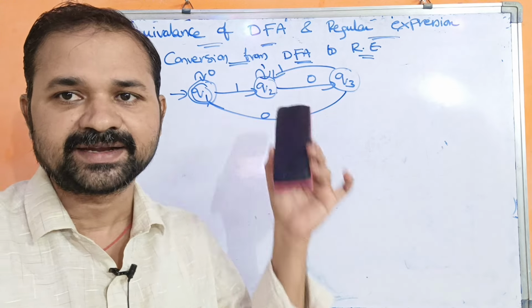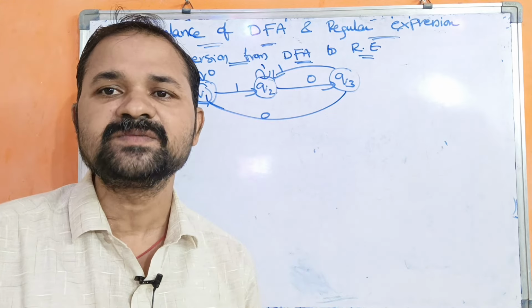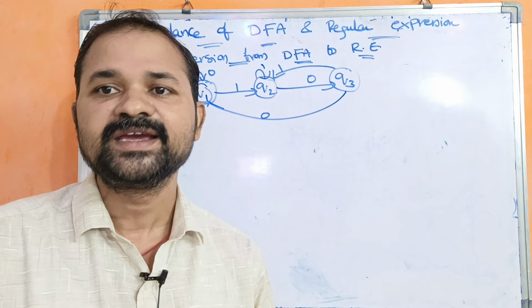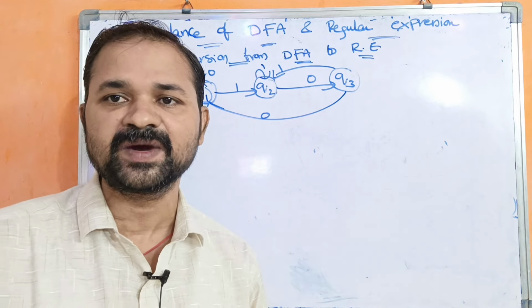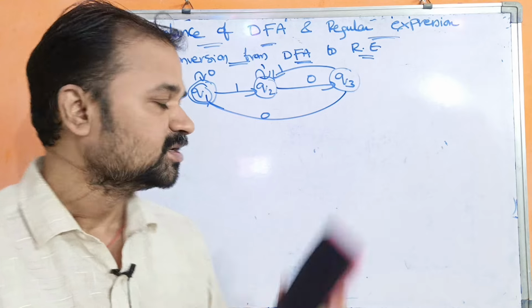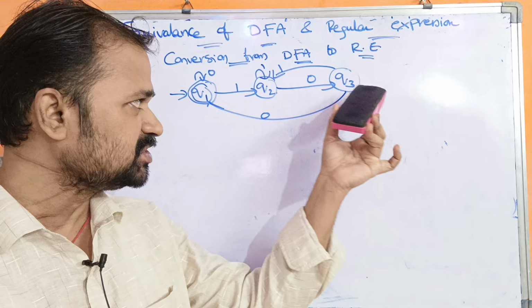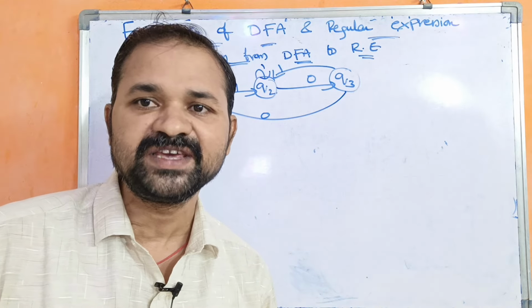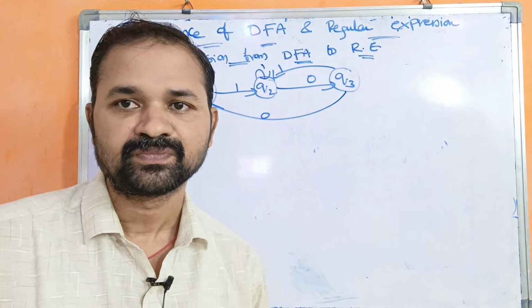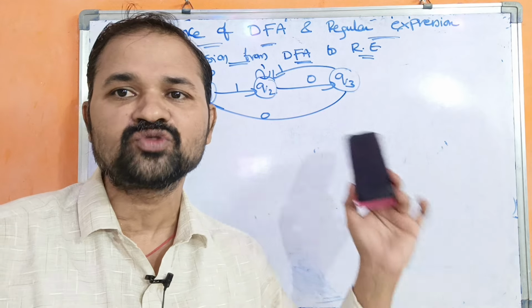In each state we must consume all the symbols present in the alphabet. Here the input alphabet contains two symbols, 0 and 1. So on Q1 we use 0 and 1, on Q2 we use 0 and 1, and on Q3 we use 0 and 1. Here in total we have to follow three steps.